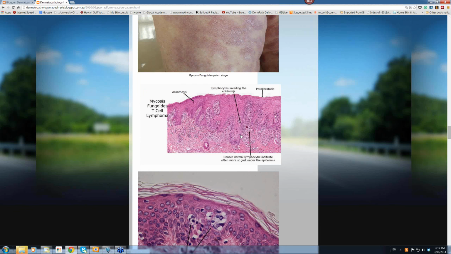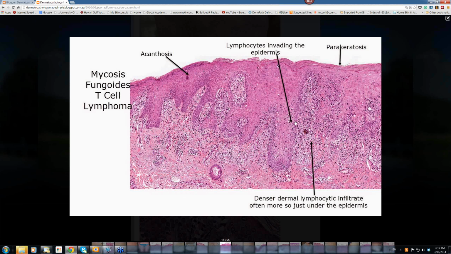So this is early mycosis fungoides. And what you'll see is quite a dense infiltrate of cells here. And if you look here, these cells are all lymphocytes. And the cells are invading now into the epidermis itself. You see them, let me just enlarge this one for you. You'll see the cells here invading into the epidermis itself. Now these are all lymphocytes, and if we went in closer, you'd see that the lymphocytes were varying now in size, the nuclei.